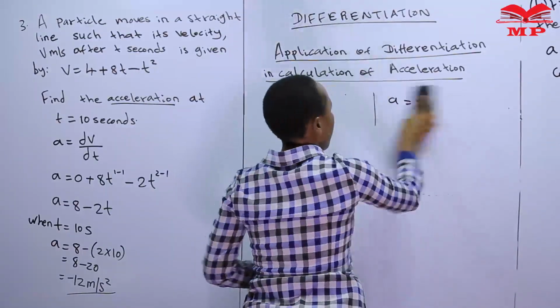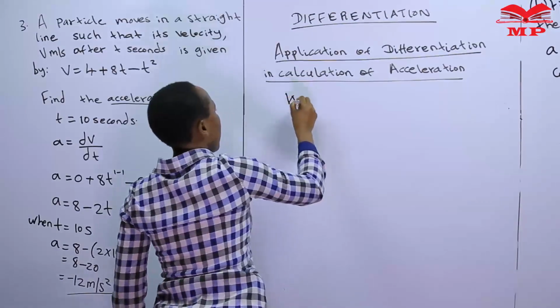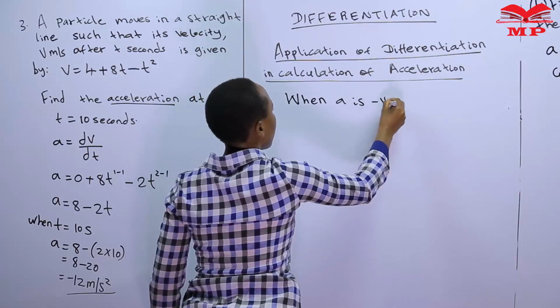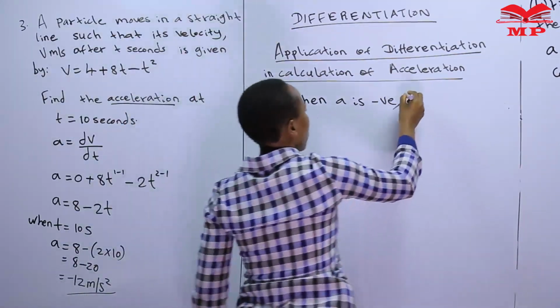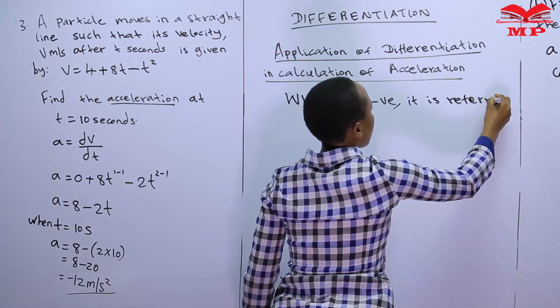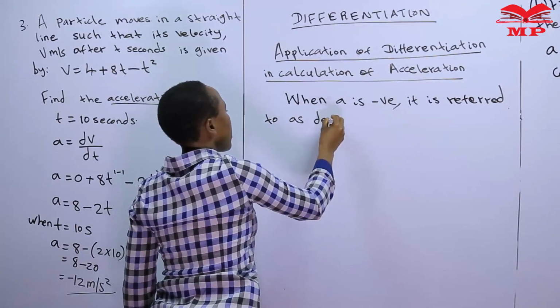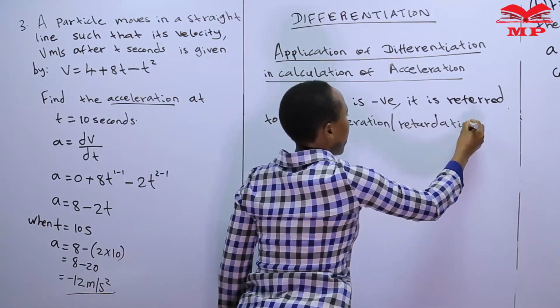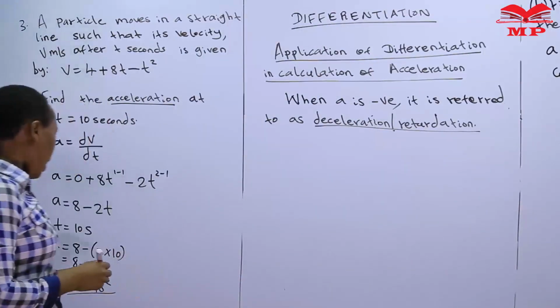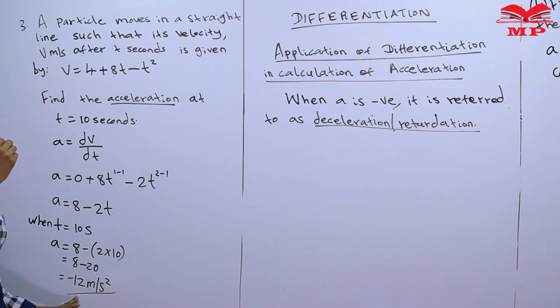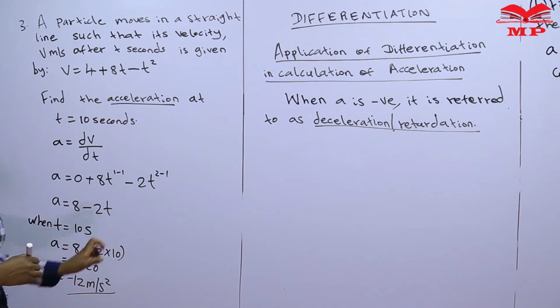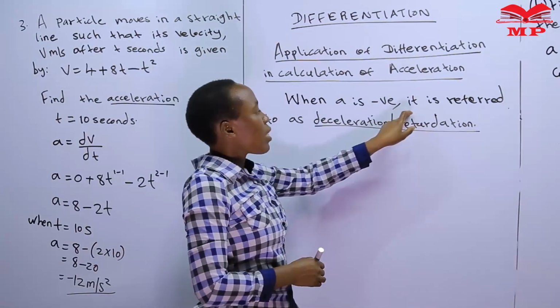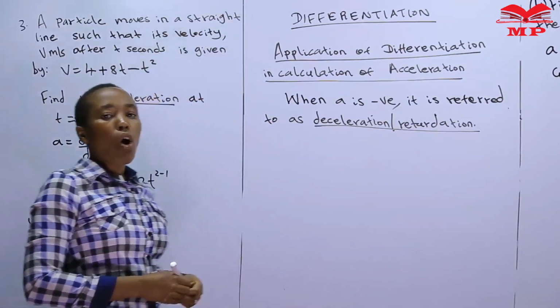Meaning that when the acceleration is negative, it is referred to as deceleration or retardation. When you calculate and find that the acceleration is negative, it simply means that this body is slowing down. Maybe it was moving at a velocity of 10, then it moves down to a velocity, for example, of 2 meters per second. Then the acceleration will be negative, and therefore it is referred to as deceleration or retardation.